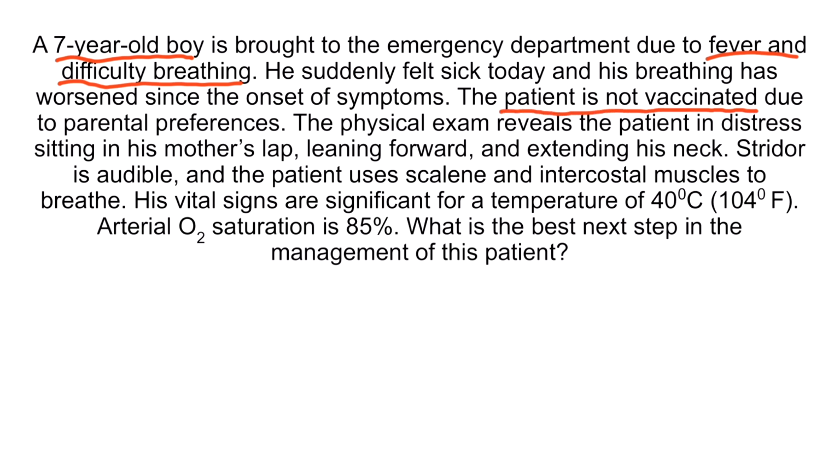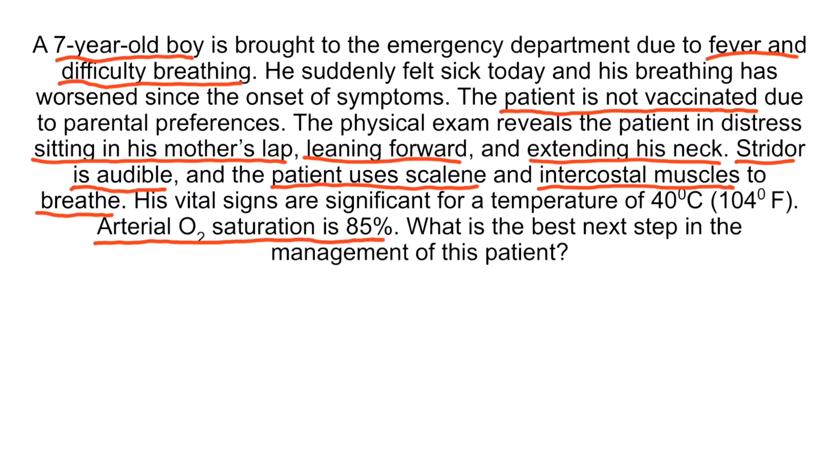The physical exam reveals the patient in distress, sitting in his mother's lap, leaning forward and extending his neck. Stridor is audible and the patient uses scalene and intercostal muscles to breathe. His vital signs are significant for a temperature of 40 degrees Celsius. Arterial O2 saturation is 85%. What is the best next step in the management of this patient?